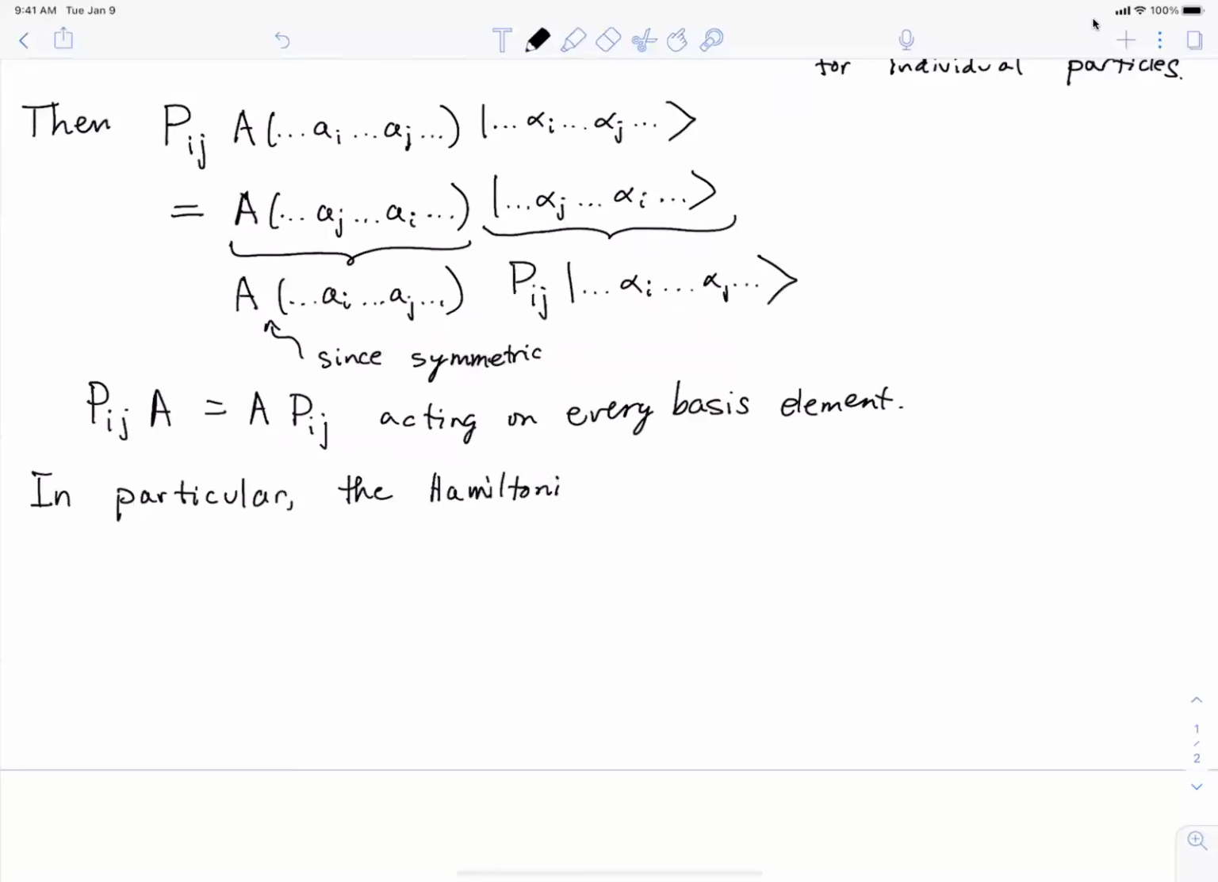Professor? Yes. I'm sorry I fell behind again. What was that symmetric in that arrow for? So that's saying that this and this are the same thing. Okay, thank you.